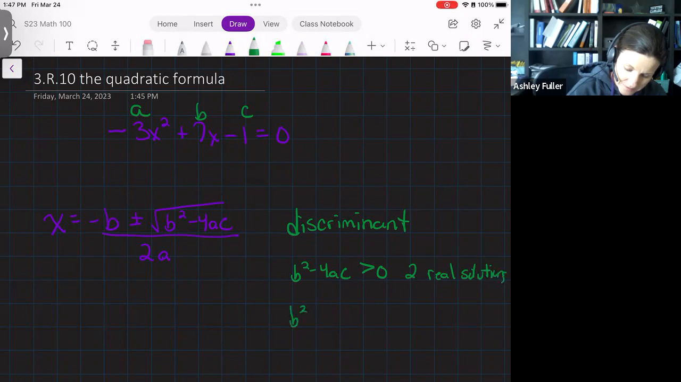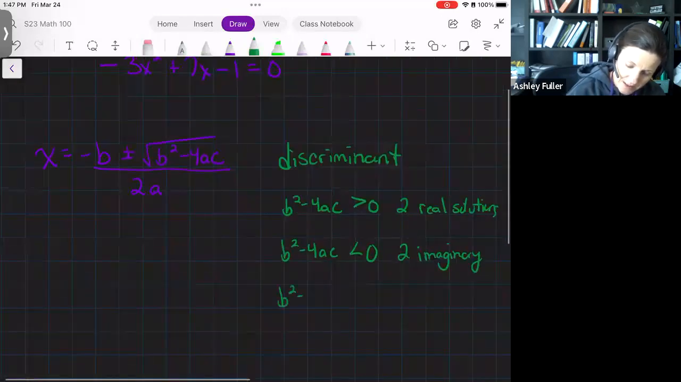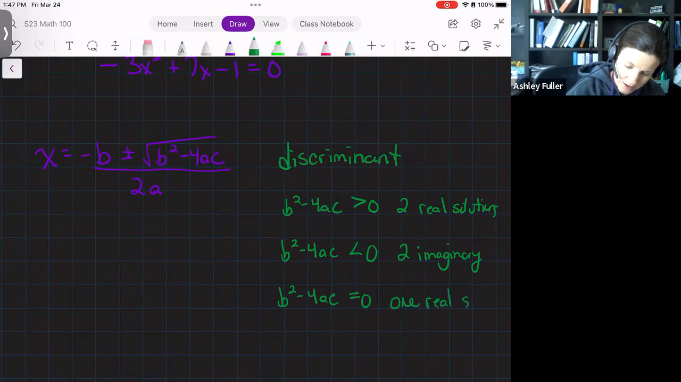If the discriminant is less than 0, it has two imaginary solutions. And if the discriminant is exactly 0, then there is one real solution, and it happens to be located at the vertex of the quadratic. So let's do one example here using the quadratic formula.